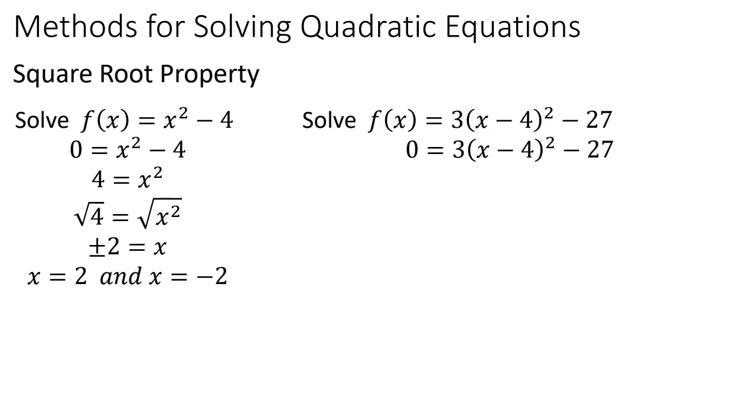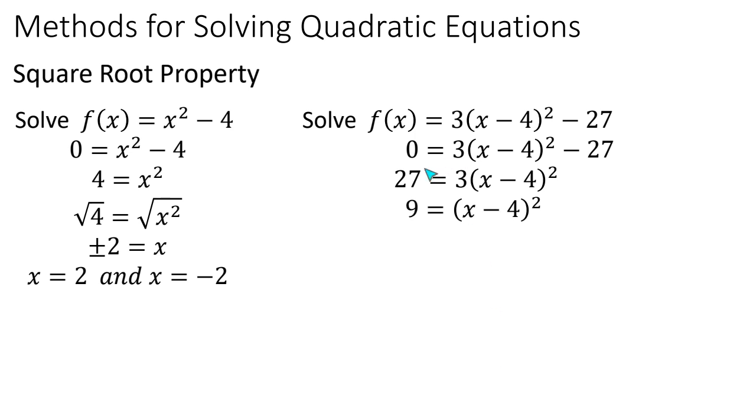So let's look at the next one. So it says solve. If you see the word solve, they're looking for the x-intercept. So we let y equal 0. In order to use the square root property, we're going to add 27 on both sides. So we get 27 equals 3 times the quantity x minus 4, squared. Before you can take the square root, whatever's being squared has to be by itself. So we're going to take the 3. We're going to remove it.